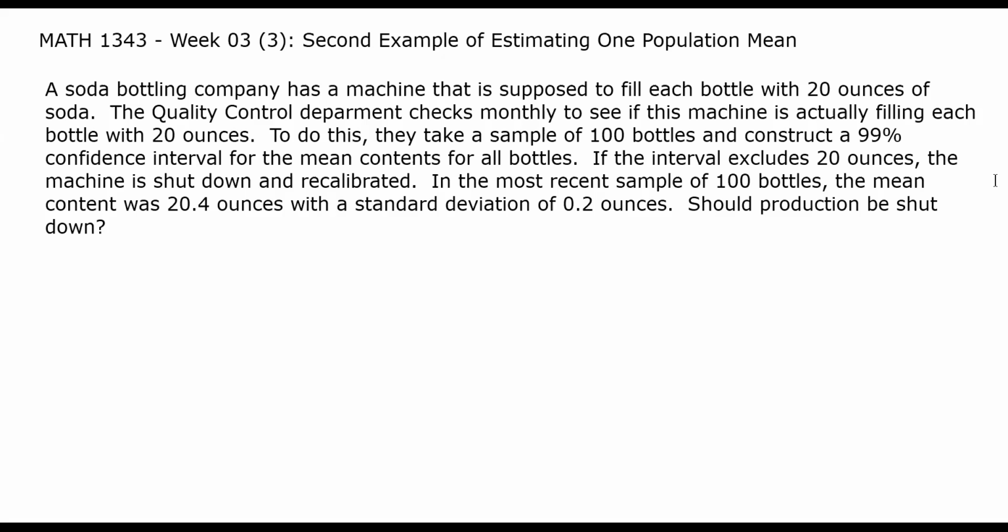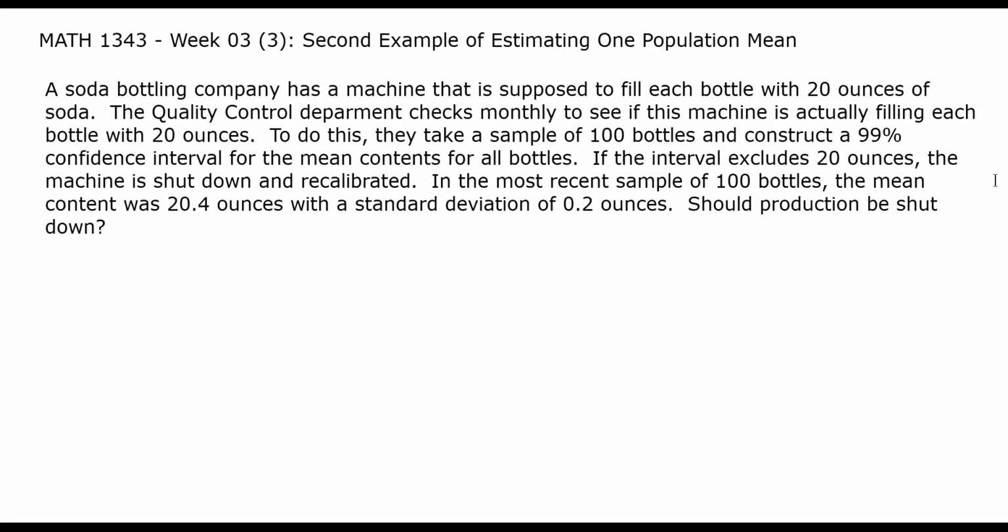It just dawned on me that everywhere it says ounces, it should say fluid ounces, but let's not nitpick it. This looks like a rather long word problem, but it's actually pretty straightforward. Despite all the words, we're being asked to build a confidence interval for a population mean, which means we need to extract the given information necessary. But unlike the previous example, once we get our answer, we need to use it to determine whether or not this machine is shut down and recalibrated.